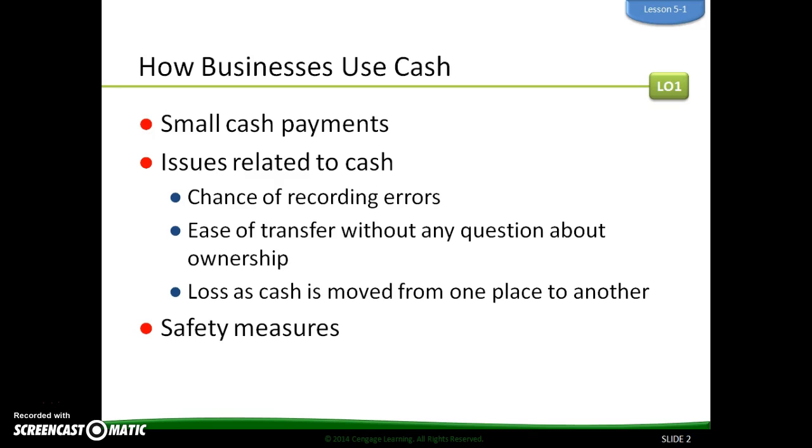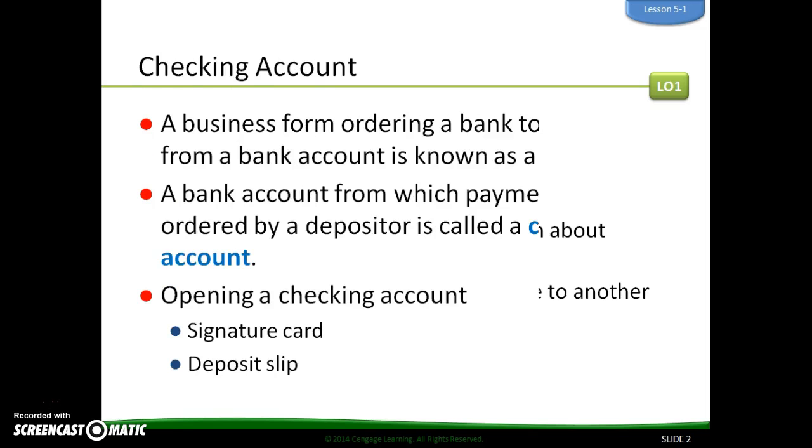So first of all, we just want to be aware that businesses, when they're using cash, typically true cash is related to small payments. Because of that, if we're using a lot of cash, we really run the risk that we might make errors. We run the risk that we don't have proper documentation about ownership. And quite frankly, we run the risk of loss if we are using all cash. So anytime businesses use true cash, they need to have some safety measures in place just to make sure that cash is being handled responsibly.